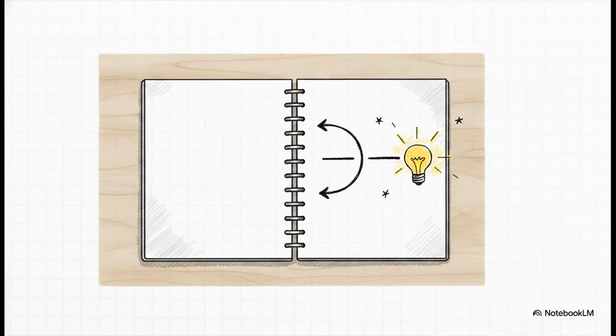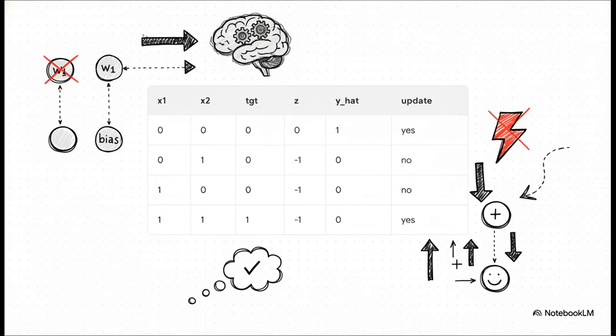Section 3. Solving AND/OR. Let's see this in action with a classic success story, the logical AND gate. We're going to feed the perceptron simple binary inputs, 1s and 0s, and see if it can learn the basic logic of an AND gate, where the output is only 1 if both inputs are 1. As we step through the inputs, notice what happens when the prediction is wrong.